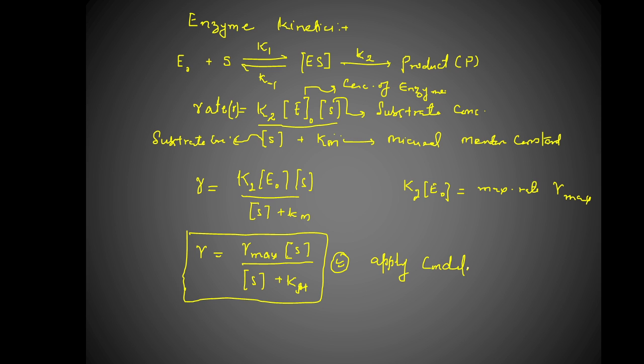On applying conditions we can plot a graph. So I will take the next page of this equation. That's rate is equal to R max into S divided by concentration of substrate plus Km. So this is my equation. Now case number first. Get condition number first. When concentration of Km is greater than S.